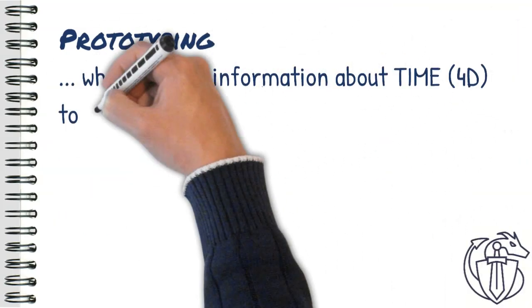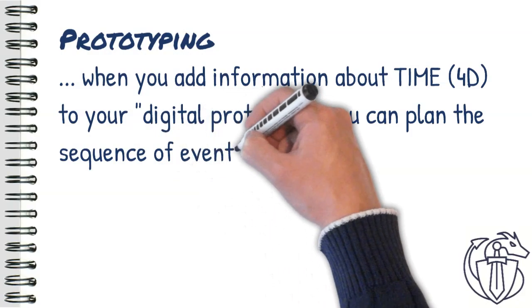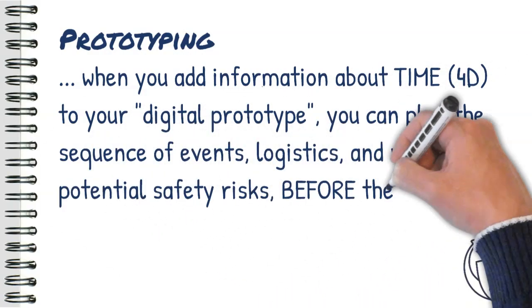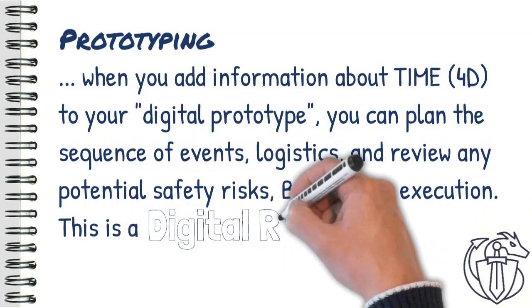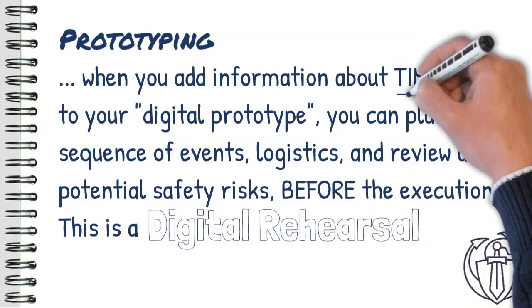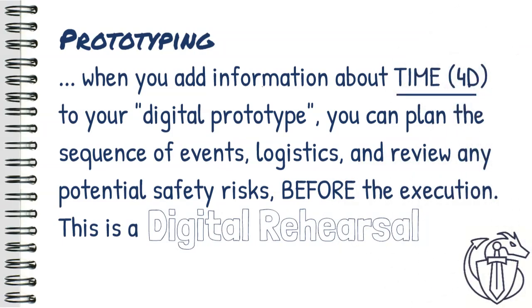When you add information about time, or 4D, to your prototype, you can plan the sequence of events, logistics, and review any potential safety risks before the execution. This is a digital rehearsal.